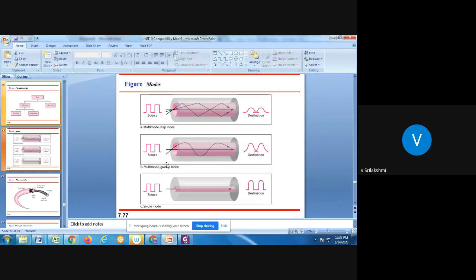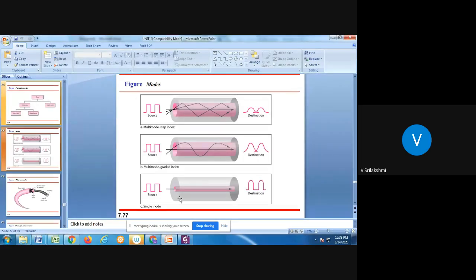Okay, multi-mode graded index. In this, only a single beam is passing, and this beam undergoes reflection and diffraction. But as we are passing a single beam, it will not have any type of disturbances, and you can maintain the accuracy. This is your multi-mode step index and graded index. And another one we have is single mode. The last mode of propagation, that is single mode.